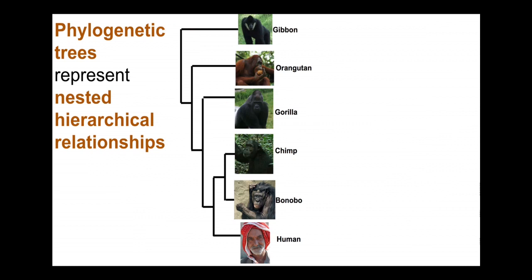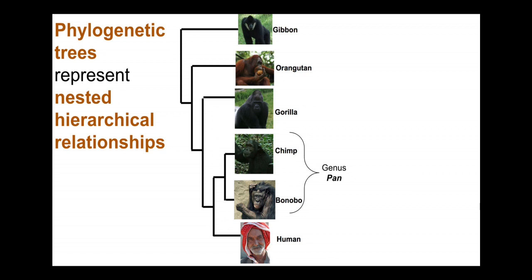So phylogenetic trees represent hierarchical relationships. They're not just a tree used to organize things. They actually organize things into a hierarchical structure, and in particular, a nested hierarchical structure. So we'll use a case study of primates to explain what we mean by this. We'll start with chimps and bonobos. They are sister species. They are both in the genus Pan.